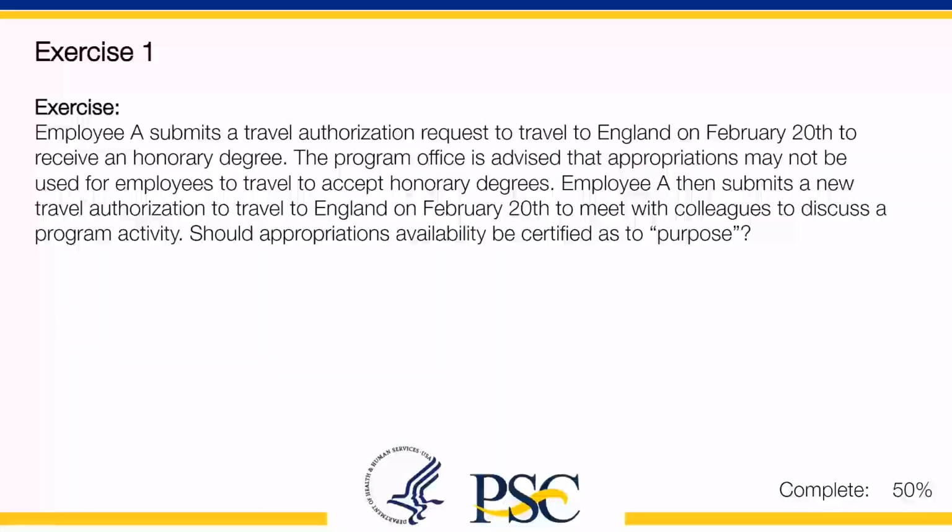Exercise. Employee A submits a travel authorization request to travel to England on February 20 to receive an honorary degree. The program office is advised that appropriations may not be used for employees to travel to accept honorary degrees. Employee A then submits a new travel authorization to travel to England on February 20 to meet with colleagues to discuss a program activity. Should appropriations availability be certified as to purpose?